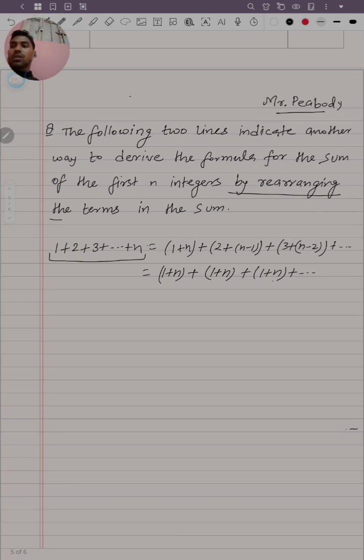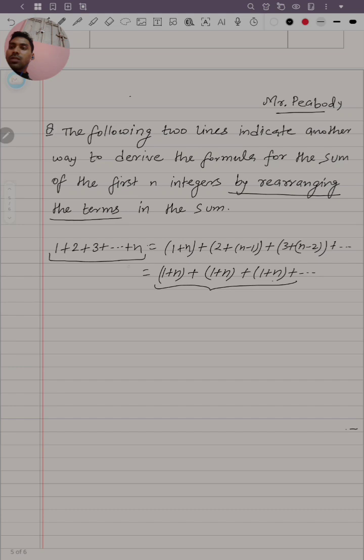In this lesson we talk about the sum of the first n natural numbers by rearranging the terms, and also we talk about how many terms, this means how many copies of 1 plus n there are.